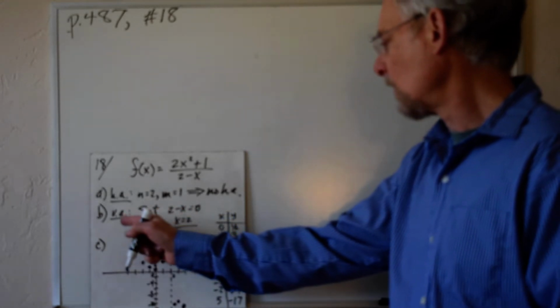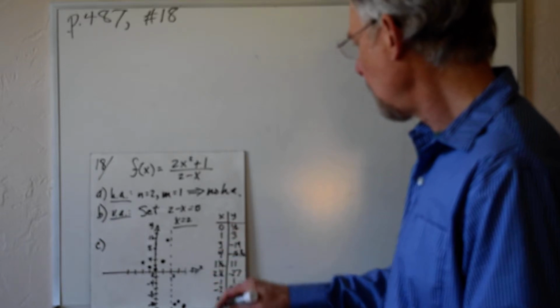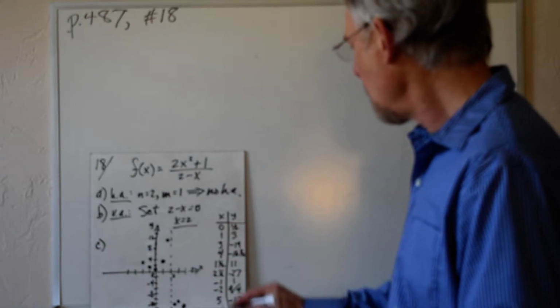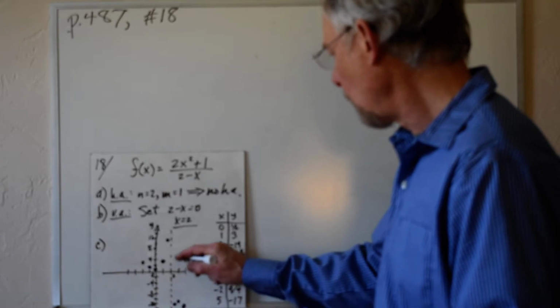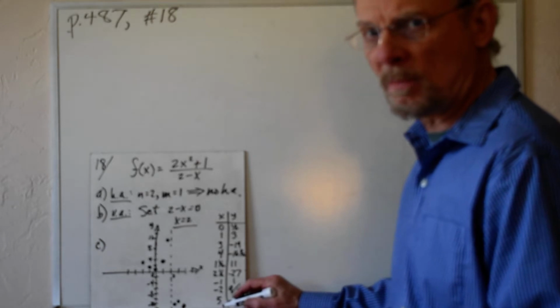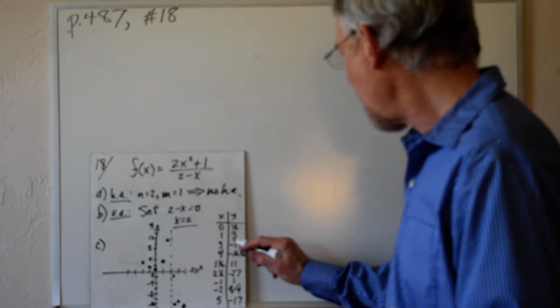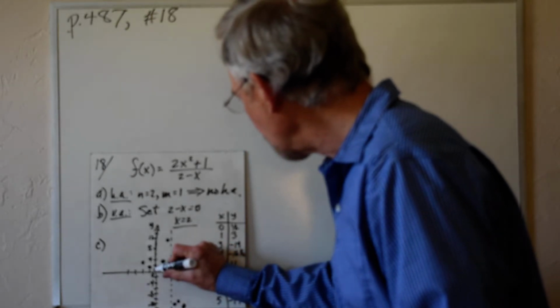Part B, your vertical asymptote. Set the denominator equal to 0, and we figure out that x equals 2. So I've drawn that vertical asymptote, x equals 2, on my graph. And I've also calculated a bunch of ordered pairs for the function, and I've plotted these points. And you can see the pattern over here.